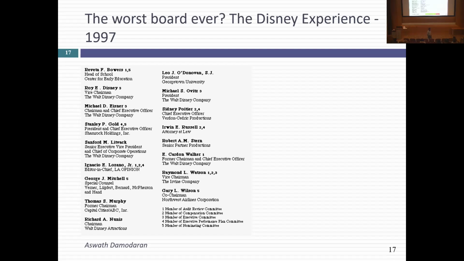Too many people. Second, 8 of the 17 members were insiders, either people who worked at Disney or used to work for Disney. This was before Sarbanes-Oxley. You could do whatever you wanted. Strike 2. Strike 3, who's the chairman of the board?